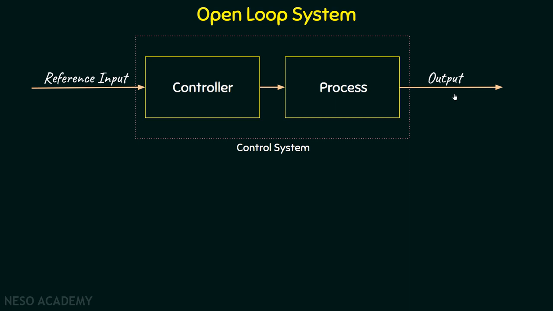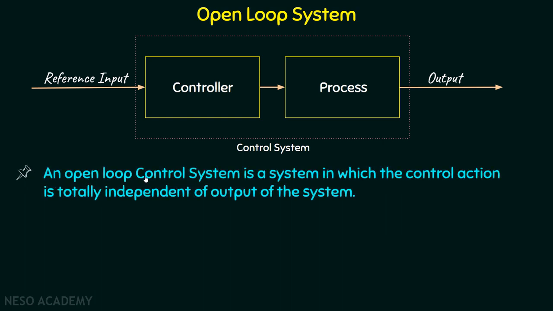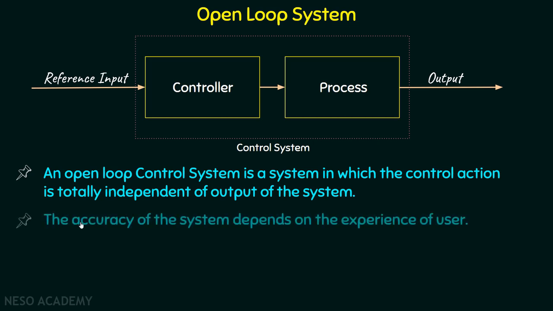Now let's move on to some of the important points of the open loop system. An open loop control system is a system in which the control action is totally independent of the output of the system. This simply says that the input to the system is totally independent of the output. It means that we don't have a feedback signal that tells us how to vary the input, when to increase or decrease the input signal in order to get the desired output. In that case, the accuracy of the system depends on the experience of the user.